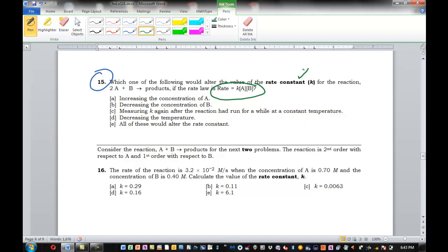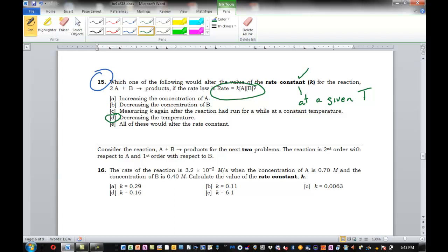And you might know that right off the bat. It's a constant for a reaction, constant at a given temperature. If we change the temperature, the rate constant will change. So you might have enough knowledge, and you should know this, it's a constant for that reaction at a given temperature. The correct answer is changing the temperature, decreasing the temperature.